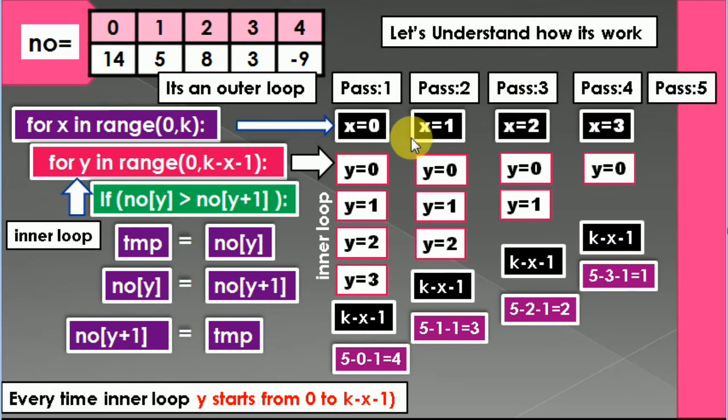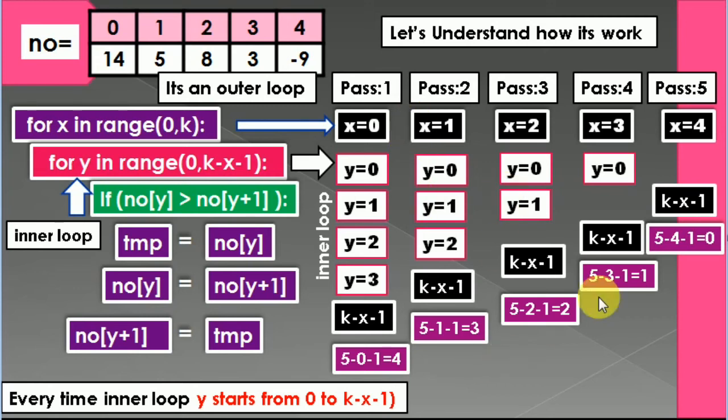But in that case, yes, x is going to be 4, but the inner loop is not going to work. Why? Because 5 minus 4 minus 1 is going to be 0, and 0 is not going to work. So nothing is going to happen. So I put the question mark, that is finish.